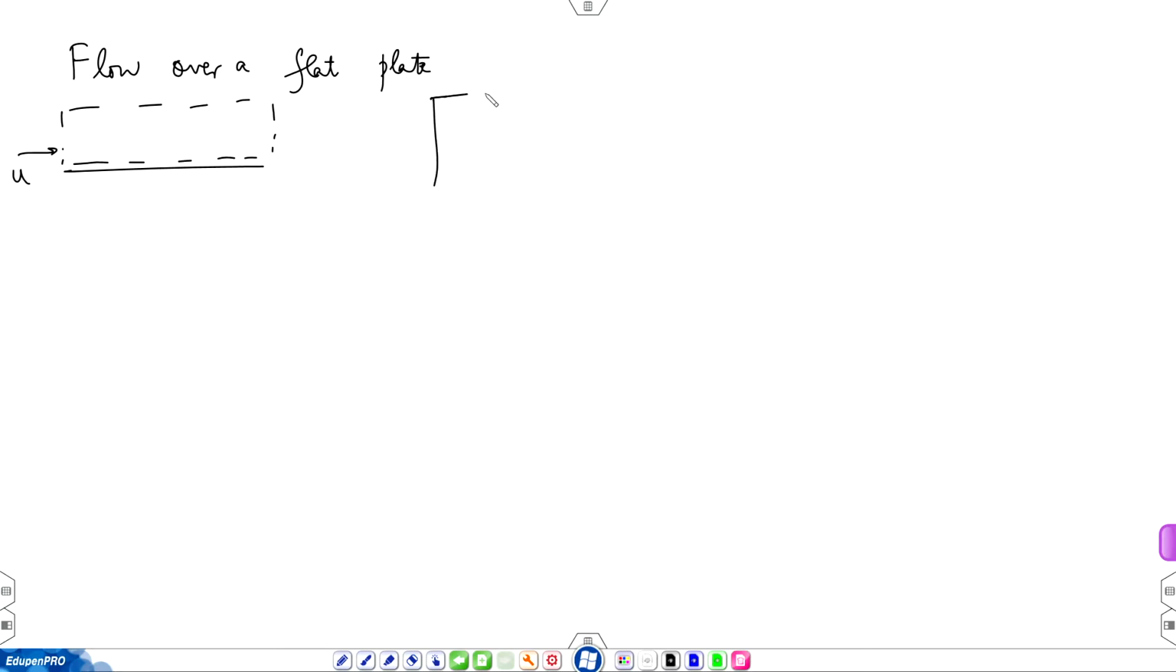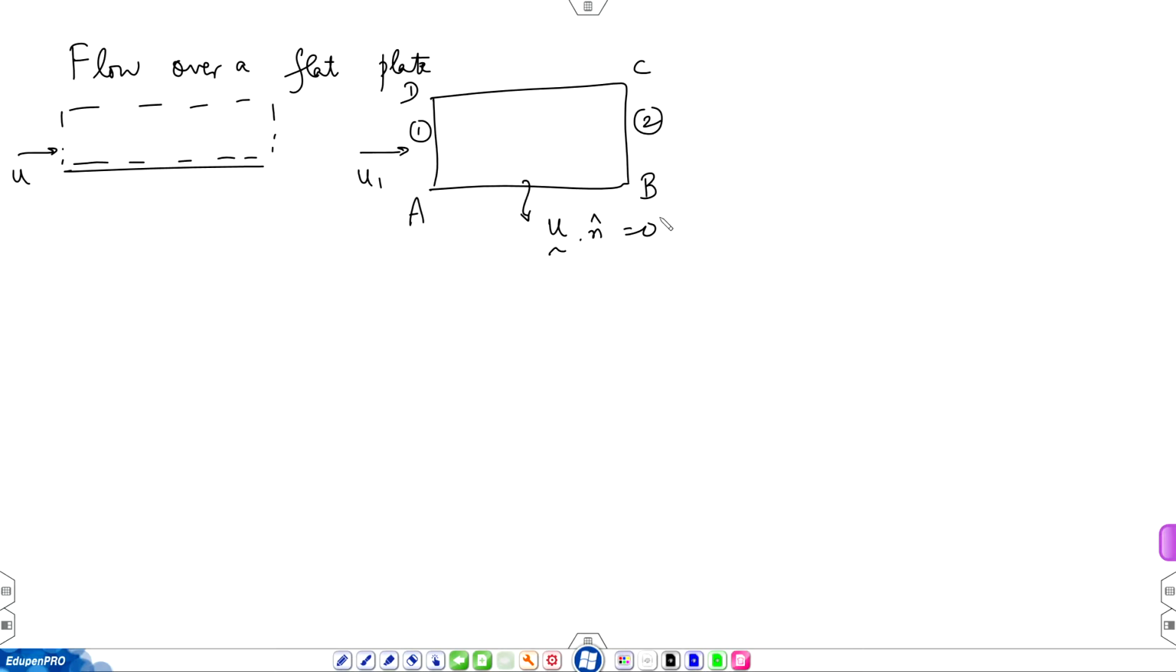So, now this is 1, this is 2. Now, A B is the solid surface. So, u dot n is 0 here. It may not be readily apparent, but u1 and u2 are not equal, and the difference between the two will leave the side surface, let us call this V3. Okay, so, this dimension is h and A B is let us say W.